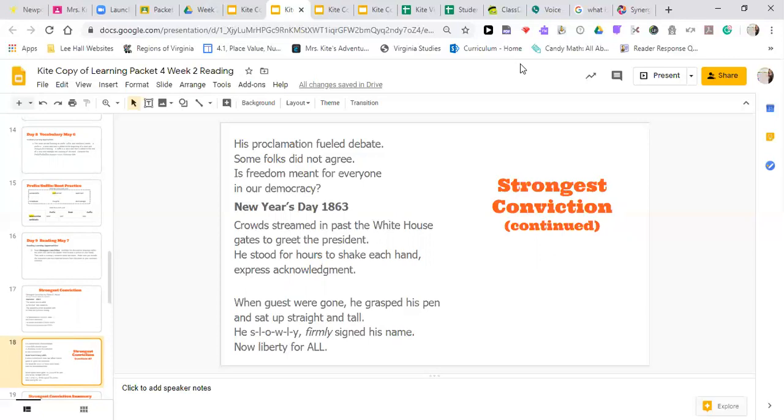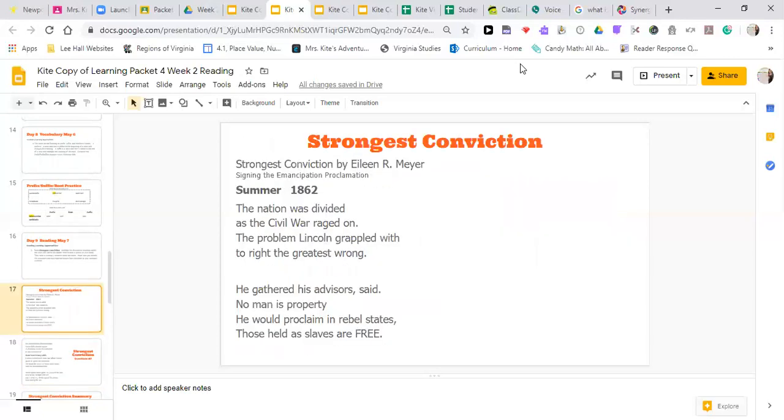Now liberty for all. Right, now we're going to go back and we're going to talk about each stanza. Now that you've listened to it, we're going to break down the stanzas. So let's listen to the first stanza. This begins summer 1862, and there are two settings in this poem, so make sure that we are paying attention. One of the settings gives us a where and one does not. We'll talk about that on the next slide.